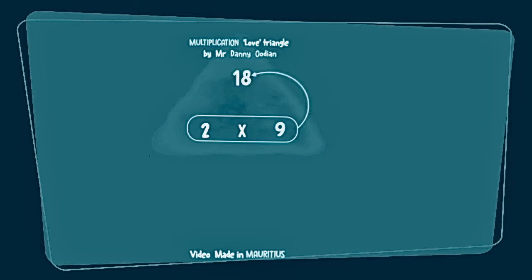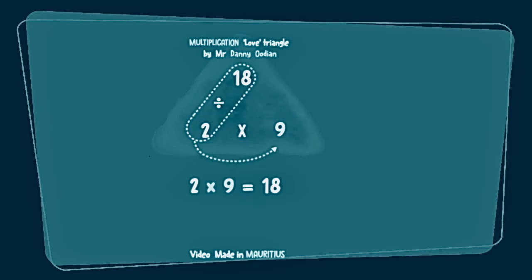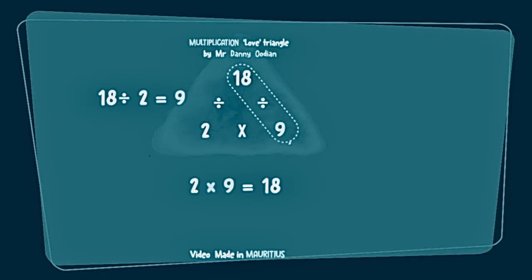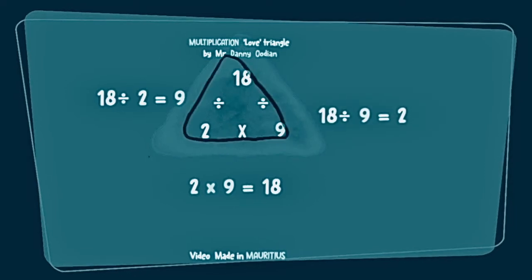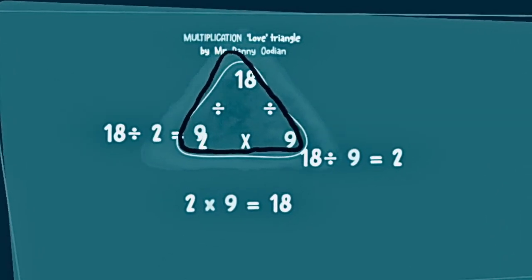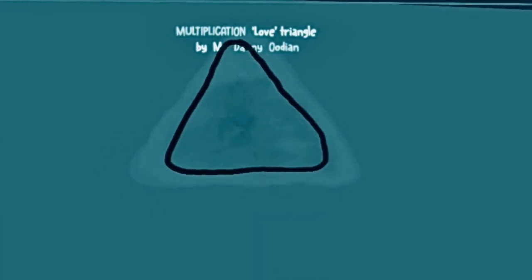2 times 9, 18. But 18 divided by 2 is equal to 9. Similarly, 18 divided by 9 is equal to 2. So 18, 2 and 9 make a multiplication triangle.